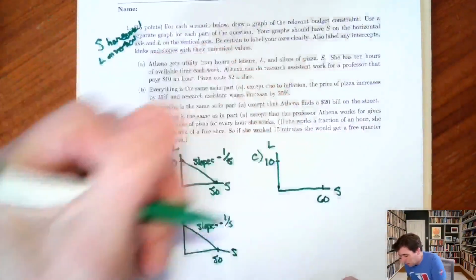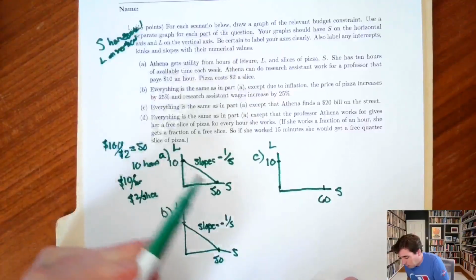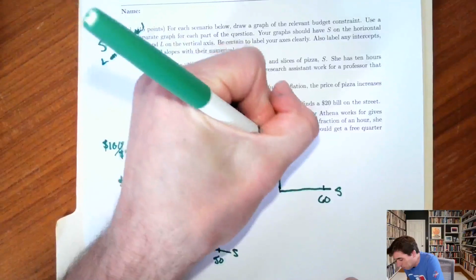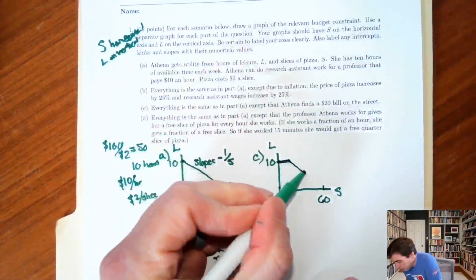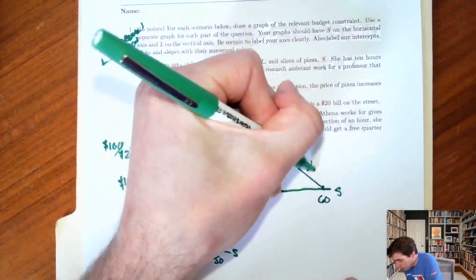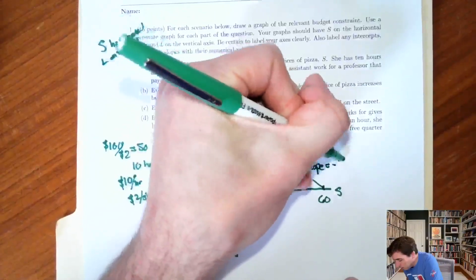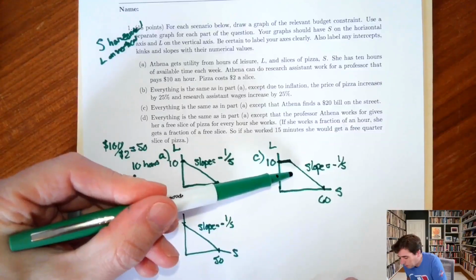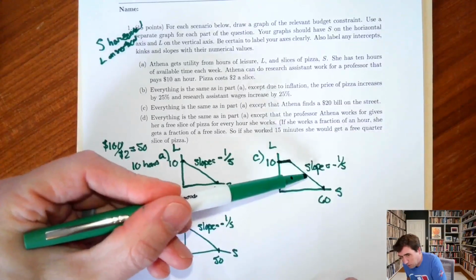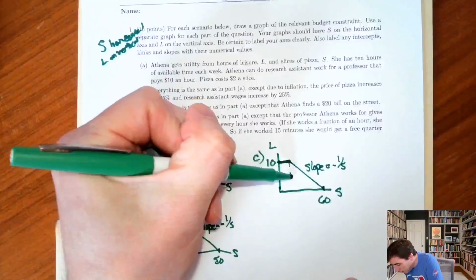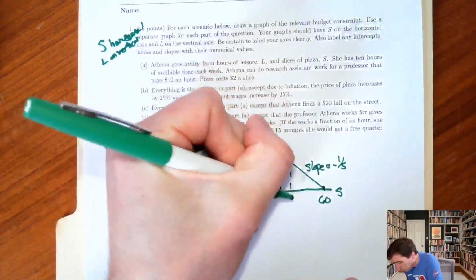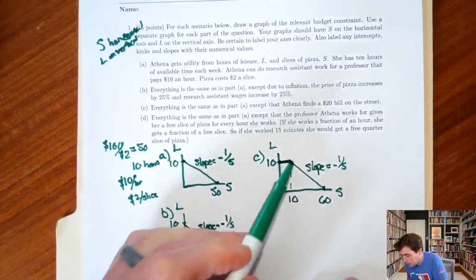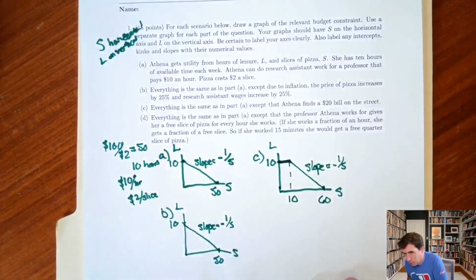So what's happening here is that everywhere along my original budget line, I can now buy 10 more slices than I could before. So I'm moving this out by 10. And so the slope here is still negative 1 over 5. It's still the case that every time I give up an hour of leisure, I make $10 that can buy me 5 more slices of pizza. But even if I don't work at all, that $20 bill gets me those first 10 slices. And so that accounts for this kink in the budget line.